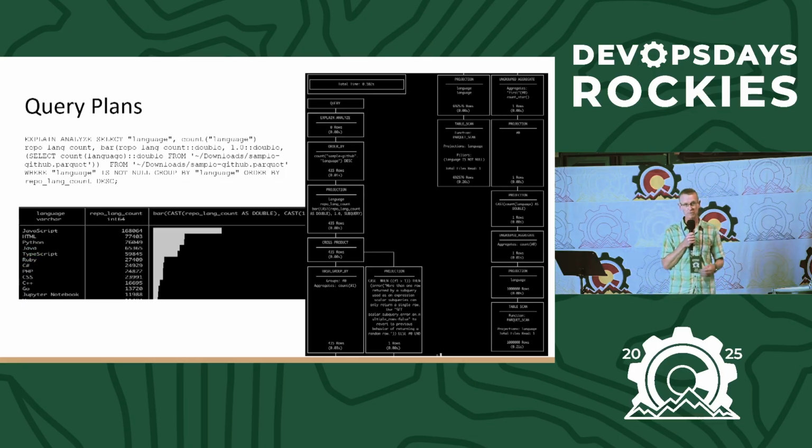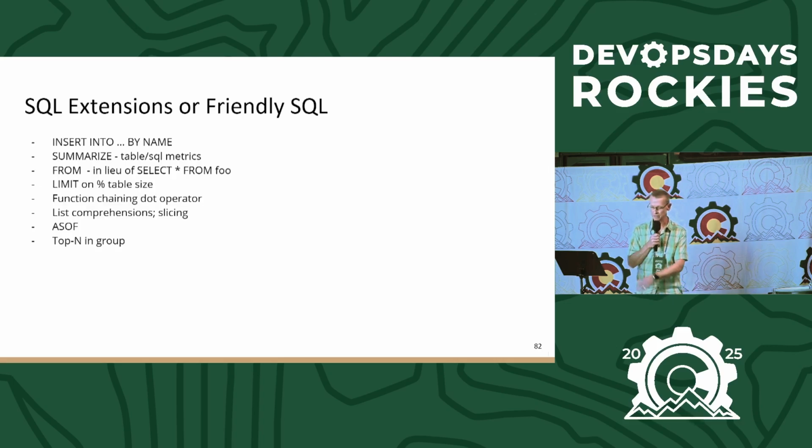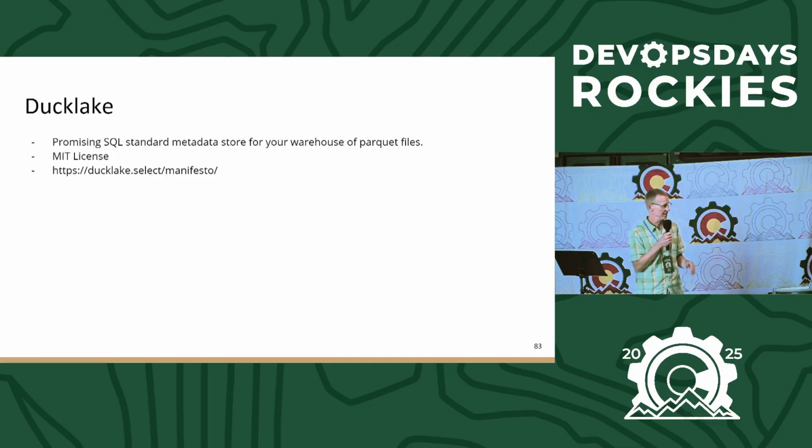So if I was looking at query plans, because I'm dealing with performance, I took 1 million entries from GitHub and broke them down by the language of the code base, and there's an ASCII chart, and then on the right is a breakdown using the query plan execution. They have something called friendly SQL in there where they've given you more friendly SQL commands. Some of the interesting ones would be able to limit the data selected based on the table size instead of just a raw number. You can do list comprehensions and slicing.